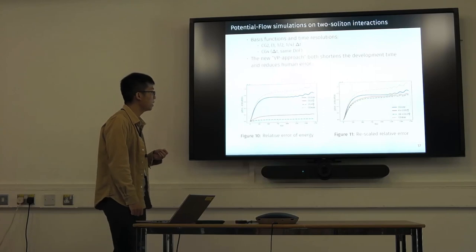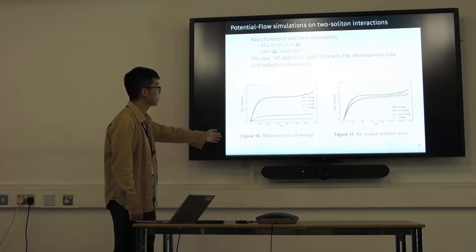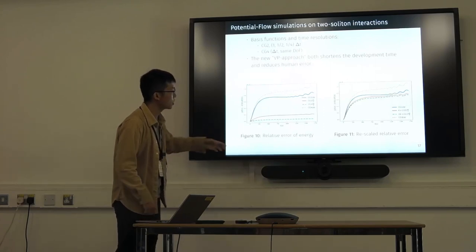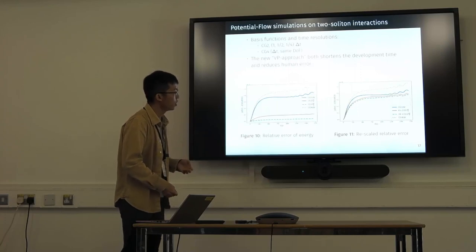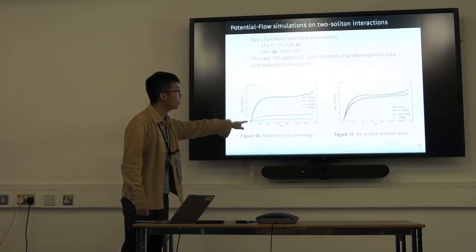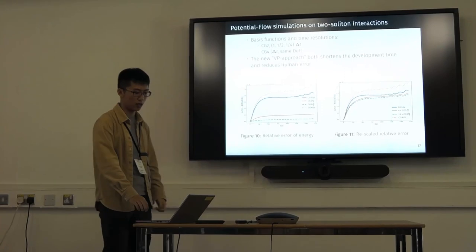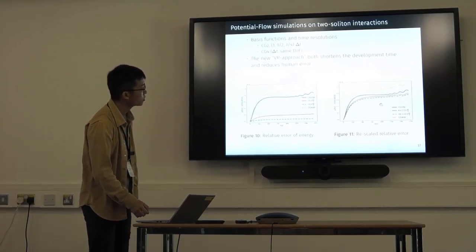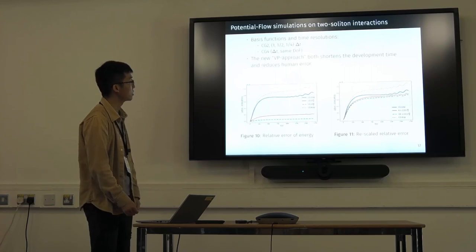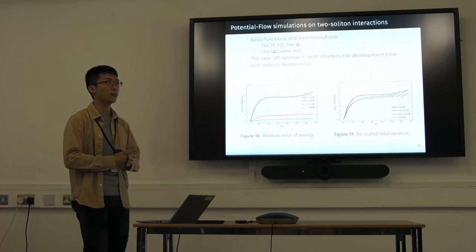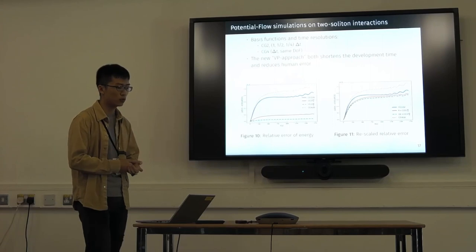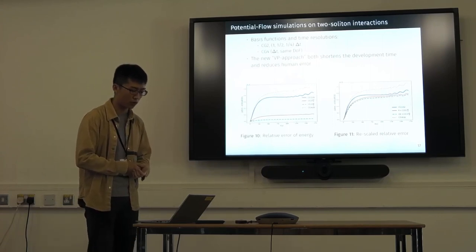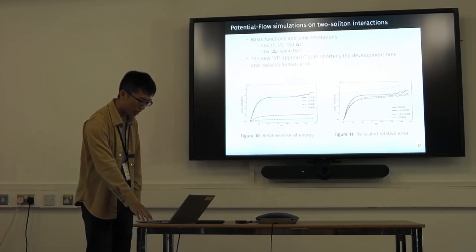And we monitor the energy of the system, and it's shown in the figure. And if we do some rescale, we can see that for CG2, the three lines are closer to each other. So that we can verify that this modified midpoint scheme has second order of convergence in time.